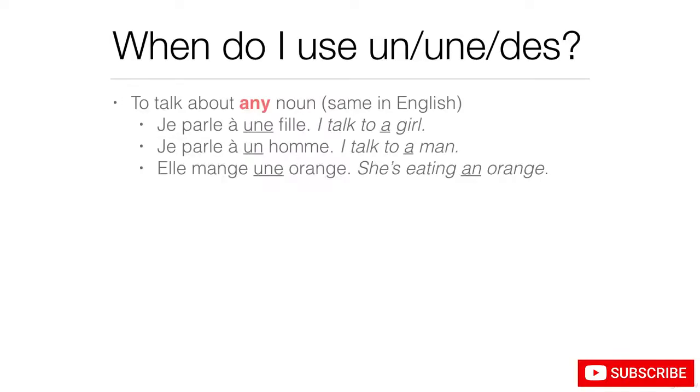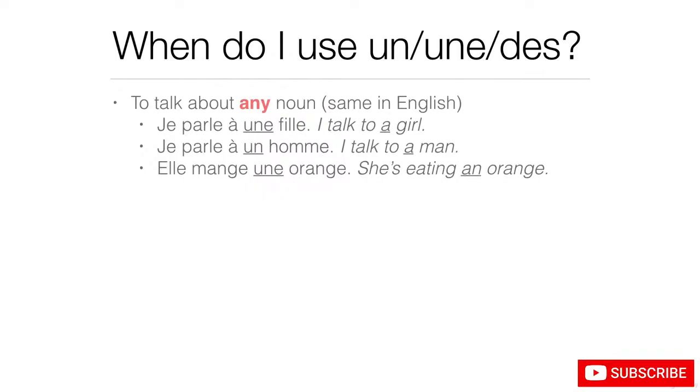Okay. So when do you use un, une, des? You use them to talk about any noun in a non-specific sense. So I'll explain this a little bit more. We have je parle à une fille, so I talk to a girl, just as we would in English. Je parle à un homme, I talk to a man, so again very general. Elle mange une orange, she's eating an orange, so again very general. In English we would say a, so French is used the exact same way as we do in English with the a.